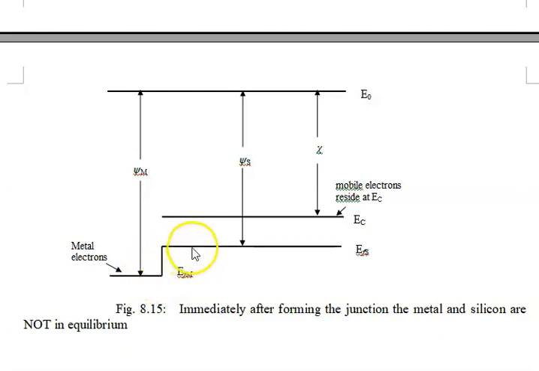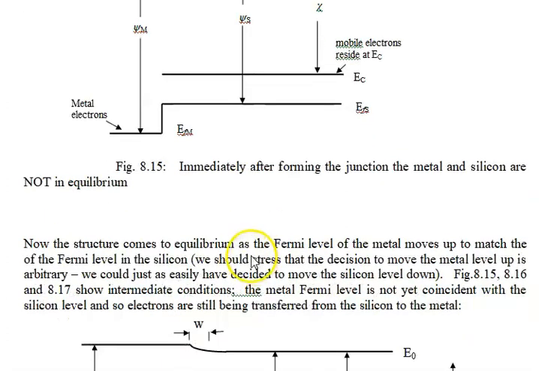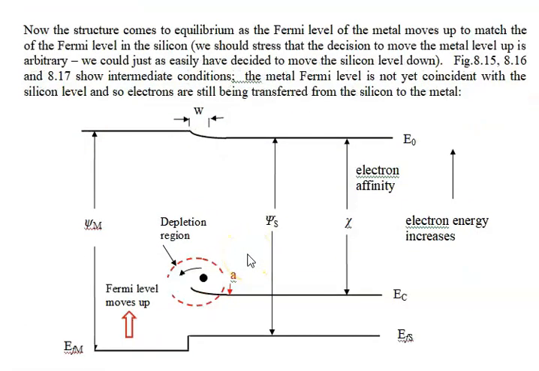Actually, we're going to keep this constant. It doesn't really matter. We can keep this constant and let the Fermi function of the metal rise. And let's see what happens when that phenomenon takes place. What happens is that you can see the Fermi level rising, and as the Fermi level rises, electrons fall from the conduction band into the metal. They actually get transferred from the silicon to the metal.